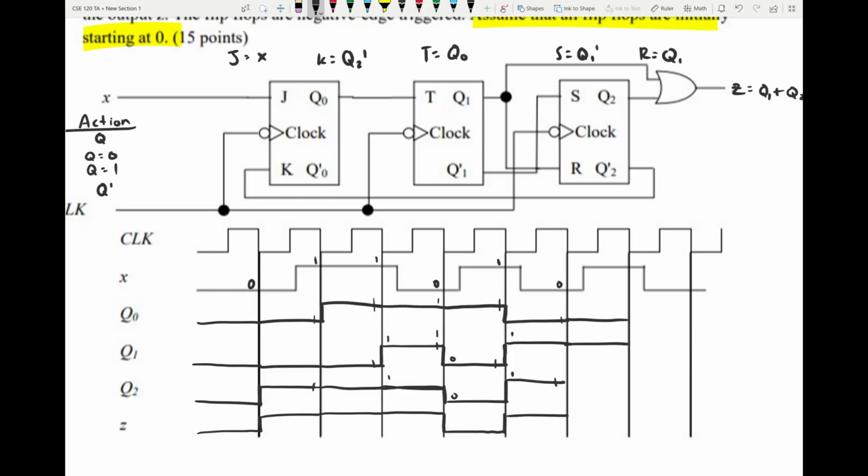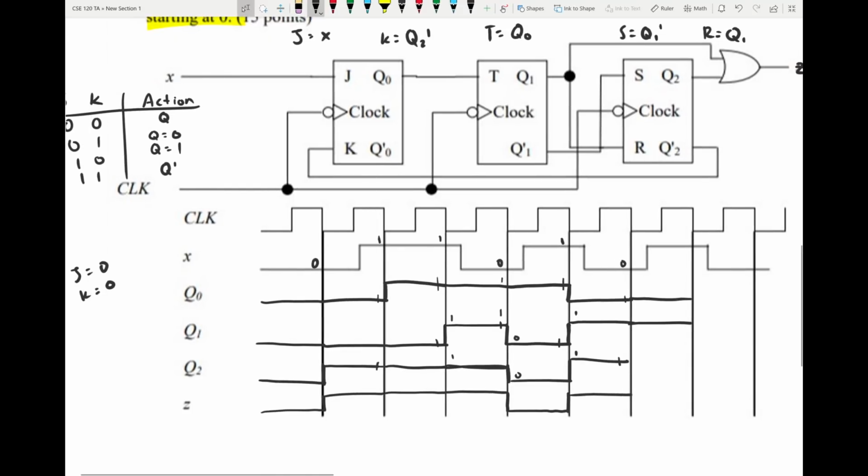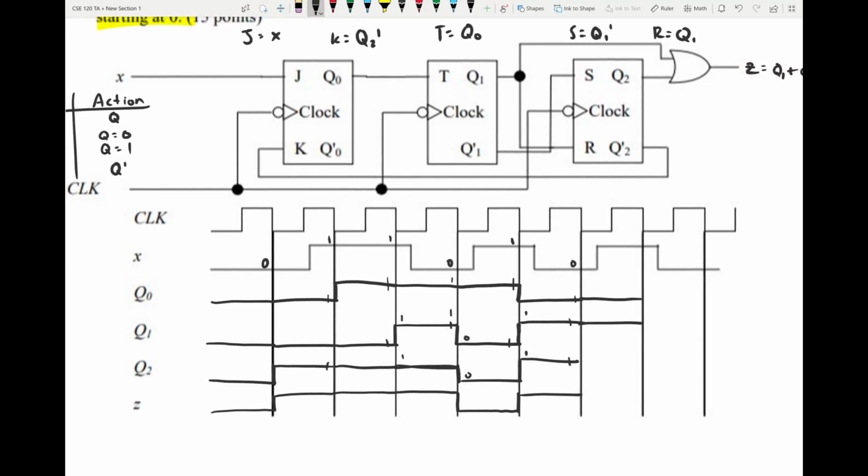Okay, so now Q2, again being based on Q1. Q1 right before the clock cycle was a 1, which means there's going to be a 1 going into the reset, which means Q2 is going to become a 0. Now Z, being based on Q1 or Q2, Q1 is a 1, Q2 is a 0 now, but that's enough to keep Z high.